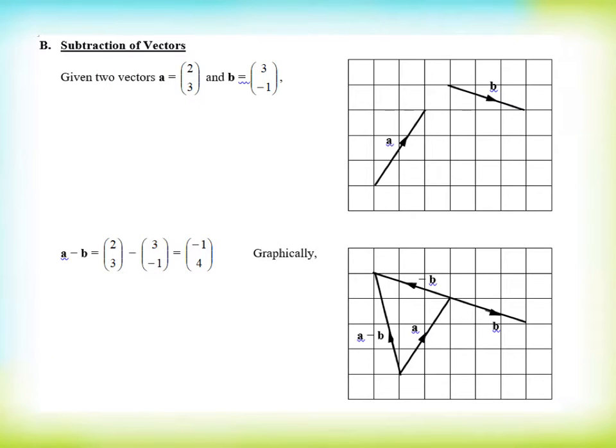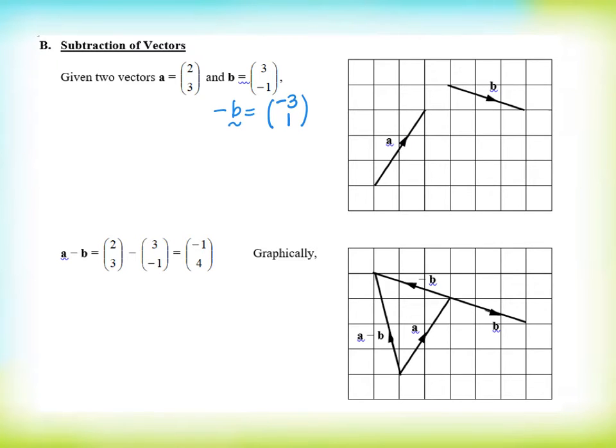Now how do we do a vector subtraction? Before we do a vector subtraction, B is (3, -1). What will minus B be? Negative B will be (-3, 1). That means I'm going in the opposite direction.